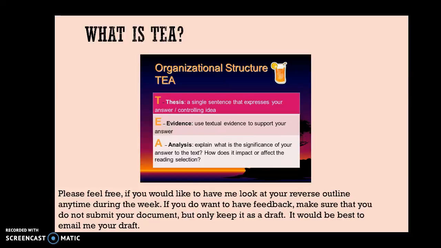So please feel free, if you would like, to have me look at your reverse outline anytime during the week. If you do want to have feedback, make sure that you do not submit your document, but only keep it as a draft. It would be best to email me your draft instead.